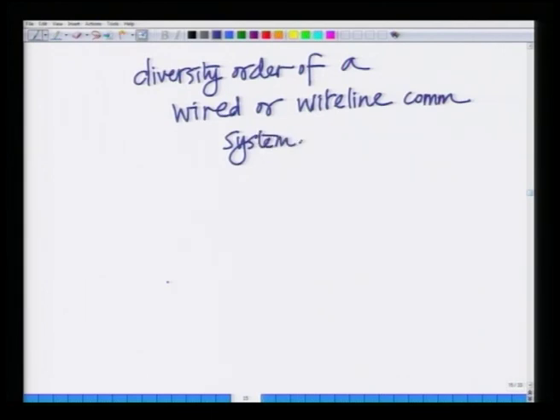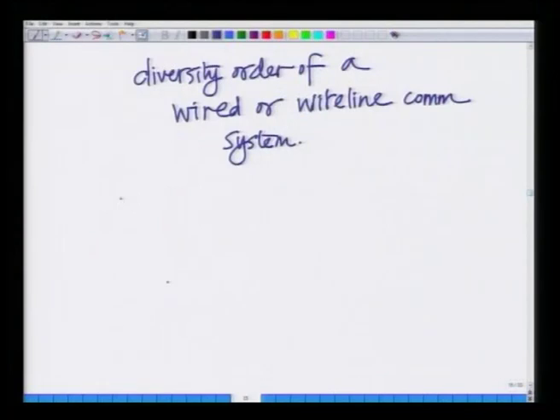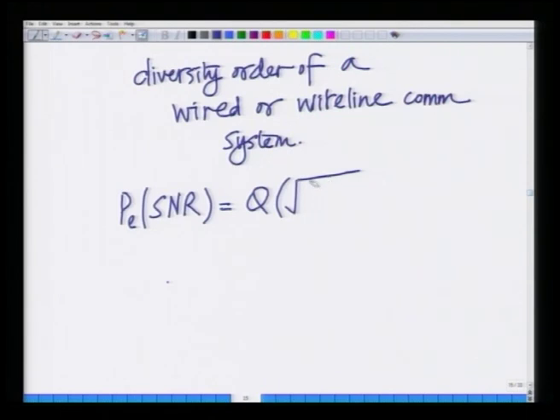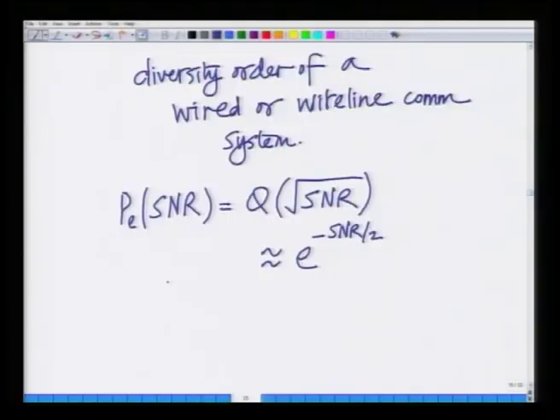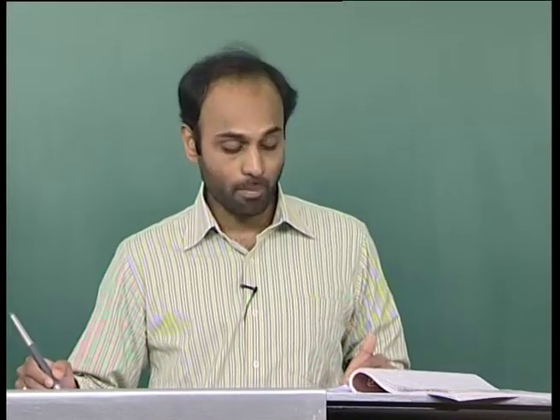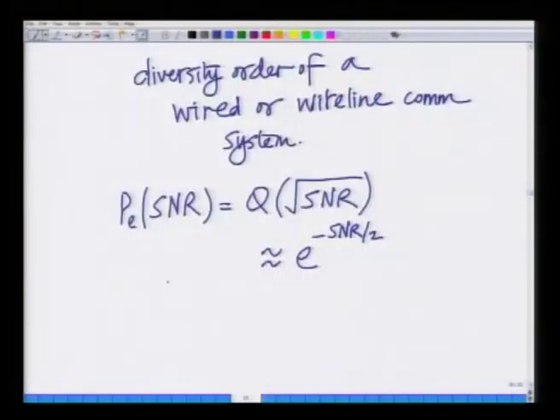We said that the bit error rate of a wireline communication system as a function of SNR is P_E of SNR, which is equal to the Q function of square root of SNR, and we said this is also approximately equal to e power minus SNR over 2. We said the bit error rate of a communication system in which there is a wire between the transmitter and receiver is Q of square root of SNR, and its bit error rate is very low because this function decreases exponentially in SNR, that is, it is approximately e power minus SNR over 2, which means now let us compute the diversity order of this system.